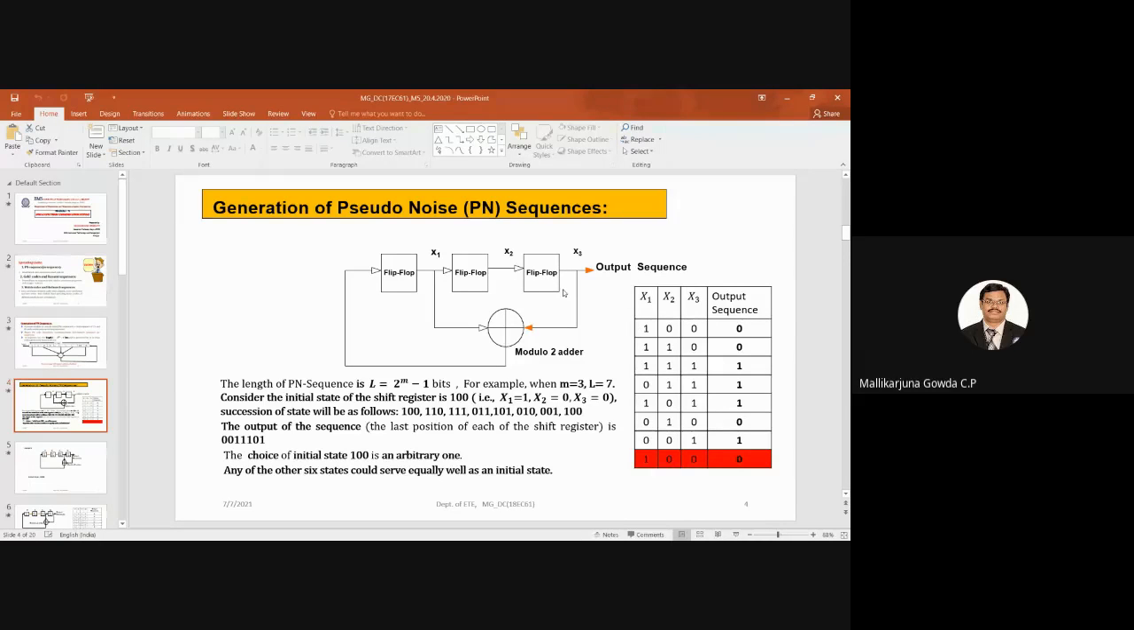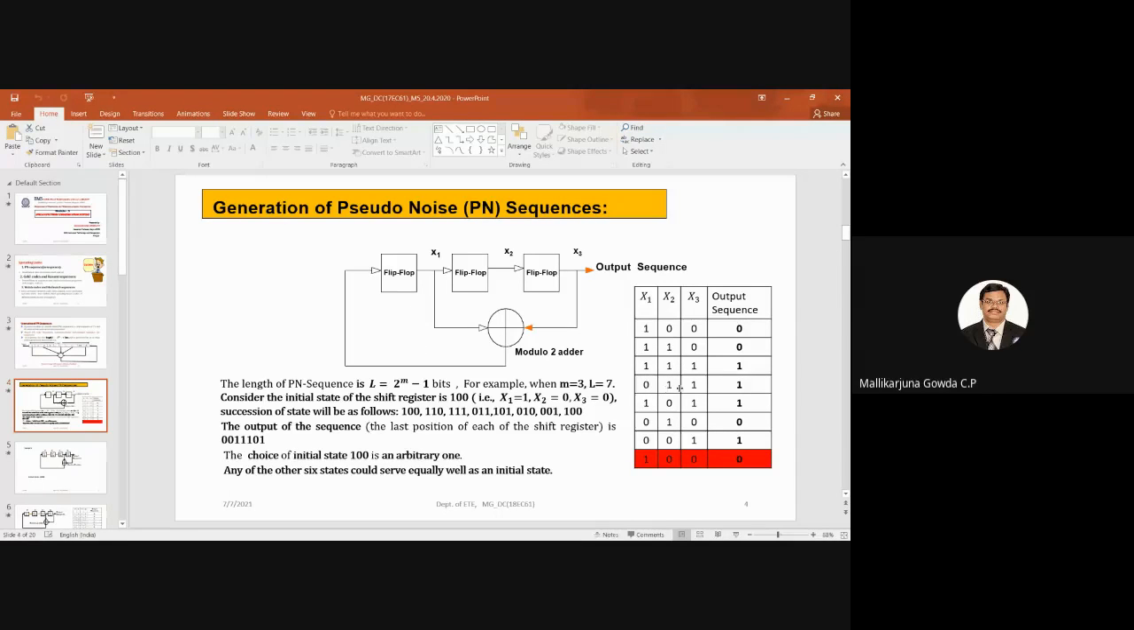Next clock pulse, what happens? Again X1 XOR X3, which means 1 XOR 1. It will be 0, and that will be fed to flip-flop 1. That is why I am getting 0, 1, 1. The output of X3 is 1, so it is written here.